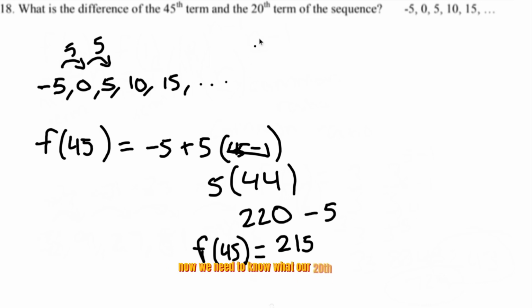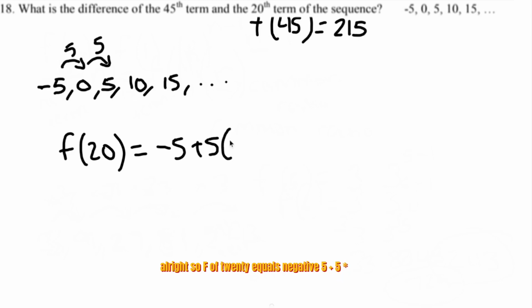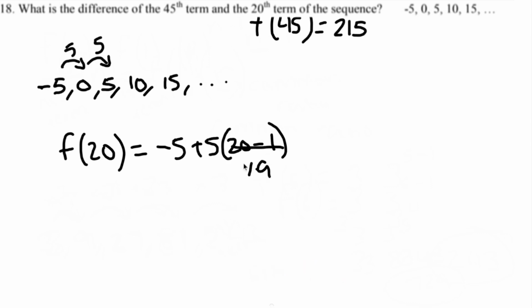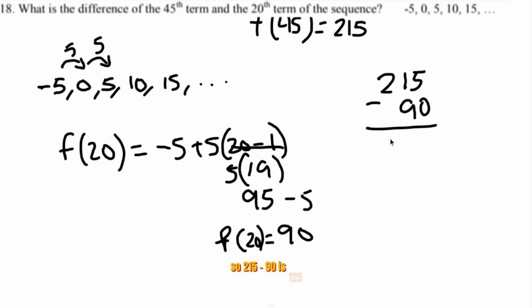Now we need to know what our 20th term is. So now let's solve for 20. Alright, so f of 20 equals negative 5 plus 5 times 20 minus 1. Alright, so 20 minus 1, off the bat, that's 19. Multiply that by 5, that's 95. So 95 minus 5 equals 90. So f of 20 equals 90. Alright, now we have to do 215 minus 90 because we're solving for the difference. So 215 minus 90 is 125.